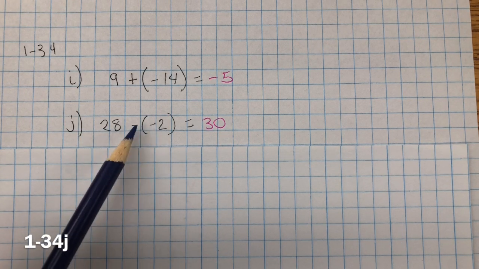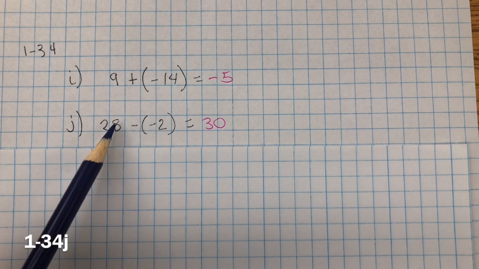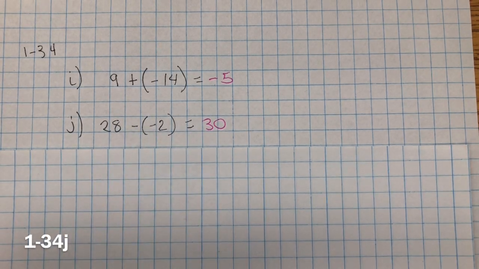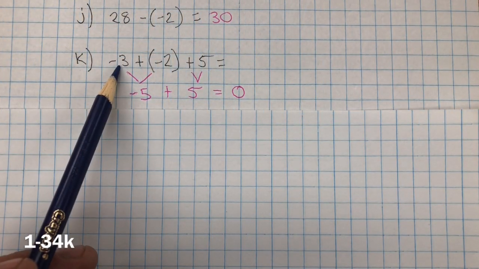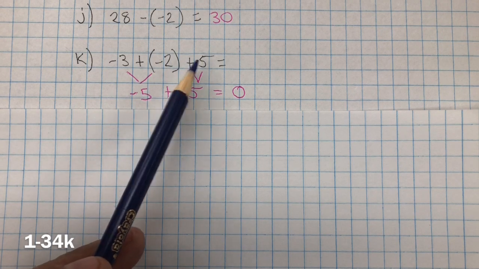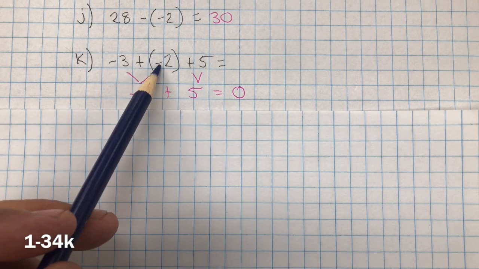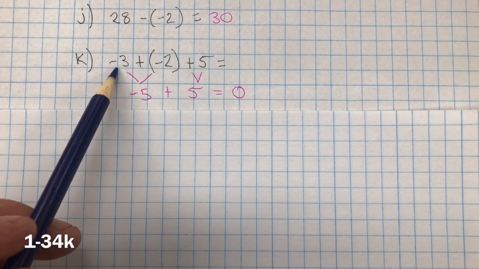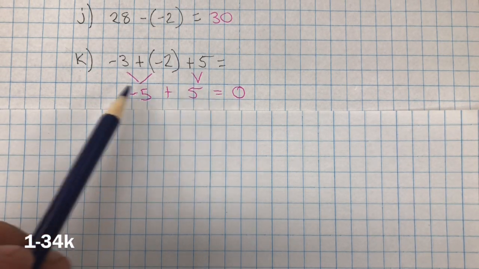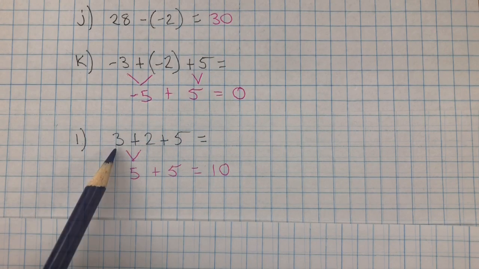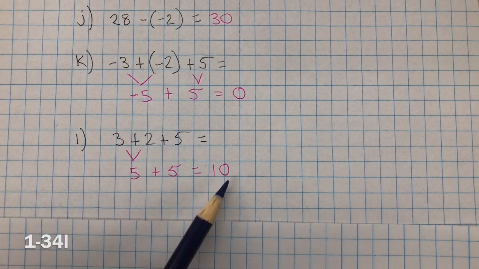28 minus a negative 2. The opposite of a negative 2 is a positive 2. So 28 plus 2 equals positive 30. For K, negative 3 plus a negative 2 plus 5. So we have 3 terms here. A negative plus a negative. So we have negative 3 and a negative 2 is a negative 5. Plus 5 equals 0. This is a 0 pair. L, 3 plus 2 is 5. Plus 5 equals 10.